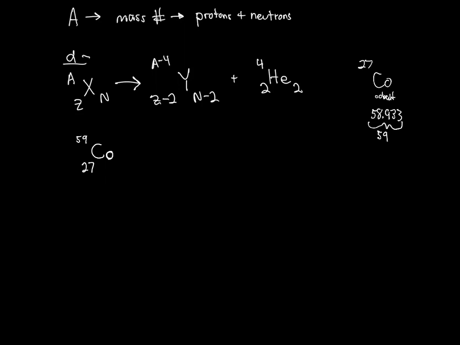If that's my mass number, how many neutrons do I have? How can I figure that out? I know that this number is the number of protons plus the number of neutrons. So if I take that number of protons, I do 59 minus 27. What's 59 minus 27? 32. So I got a 32 right there.